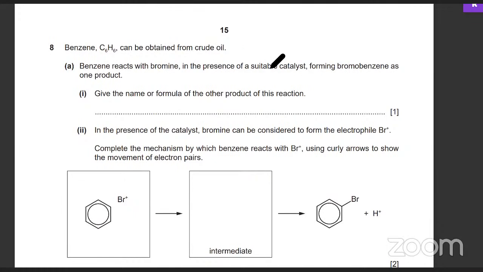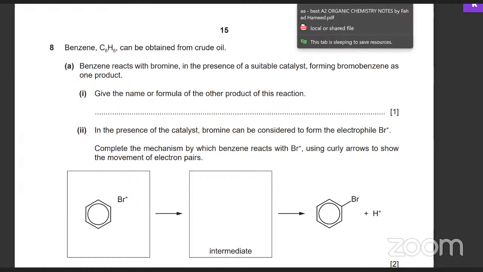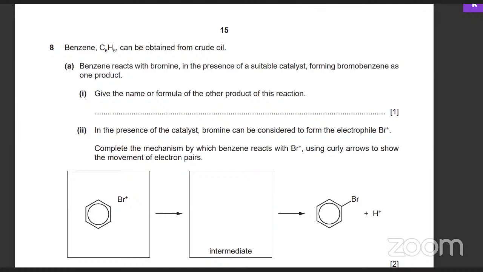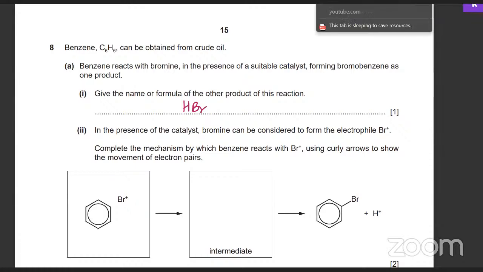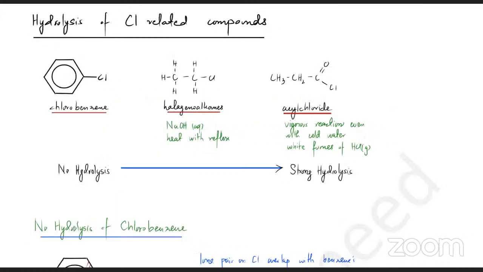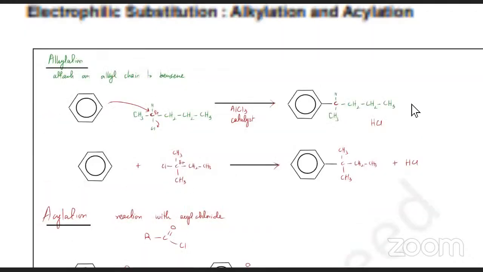Benzene reacts with bromine in the presence of a suitable catalyst, forming bromobenzene as one product. Give the name of the other product. So what's the other product when you have an electrophilic substitution? HBr. The other product is HBr. You can't have opened the notes. It's this reaction that we're talking about. One second.